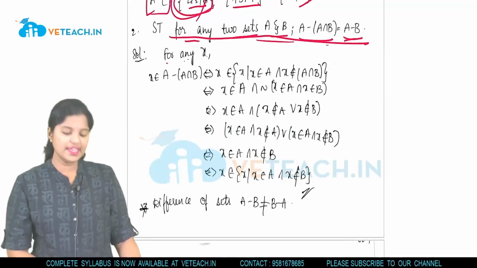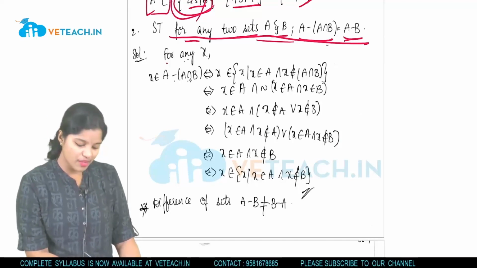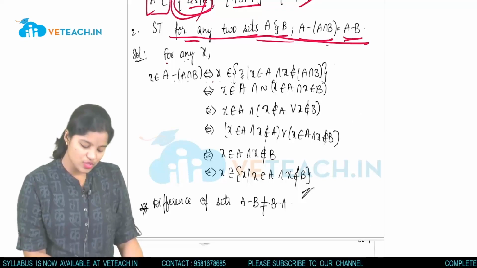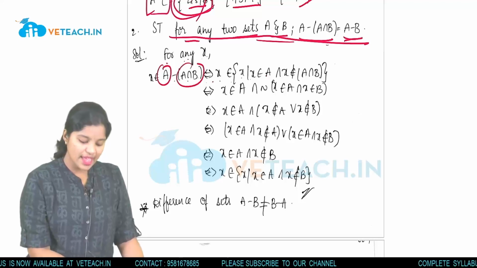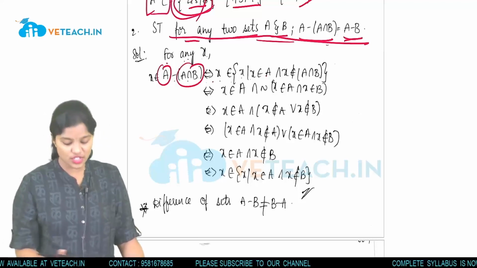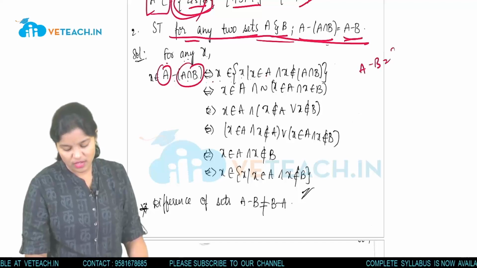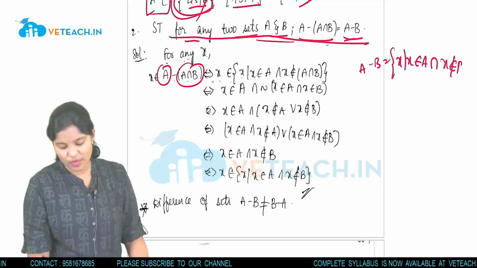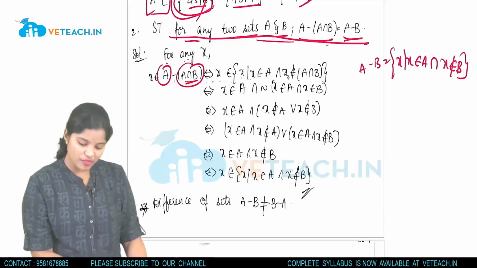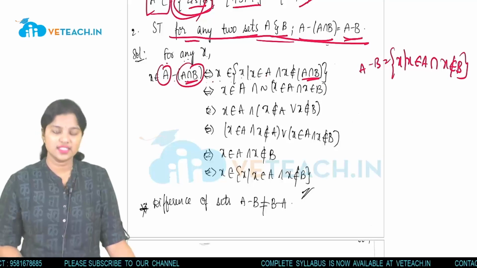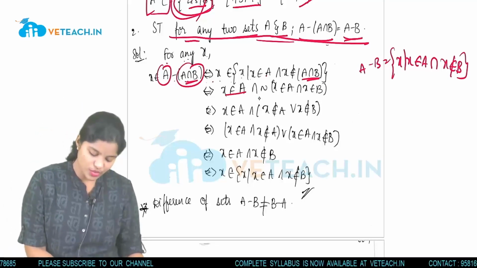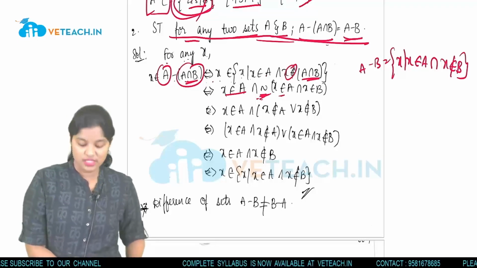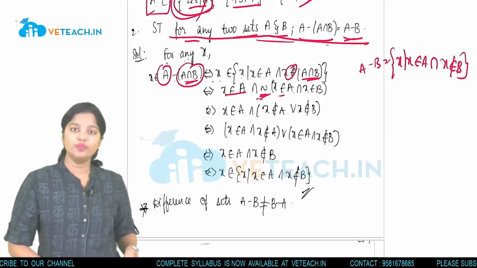So here, for any x belongs to A minus A intersection B, double implies x belongs to x such that x belongs to A and x does not belong to A intersection B, according to our A minus B formula. What is it? x such that x belongs to A and x does not belong to B. So in place of B I have A intersection B, so I wrote it as it is. Next, x belongs to A and, since does not belong means negation of belongs, x belongs to A and negation of x belongs to A intersection B.